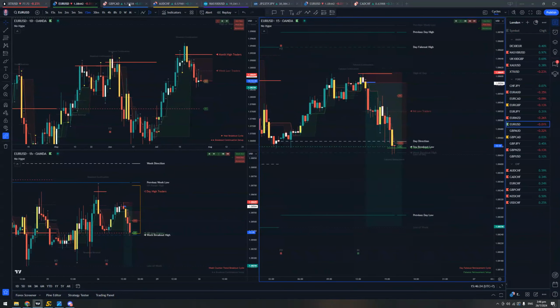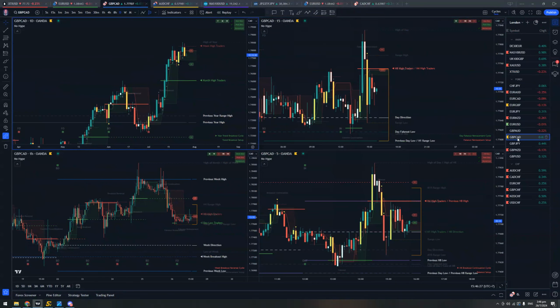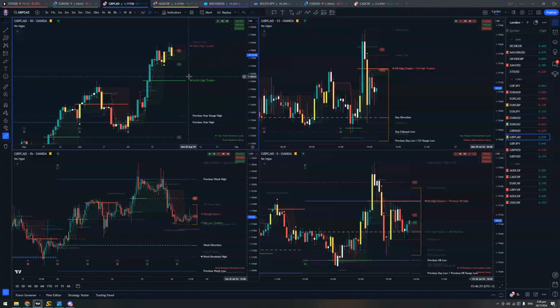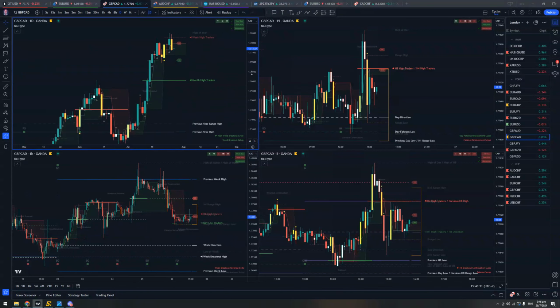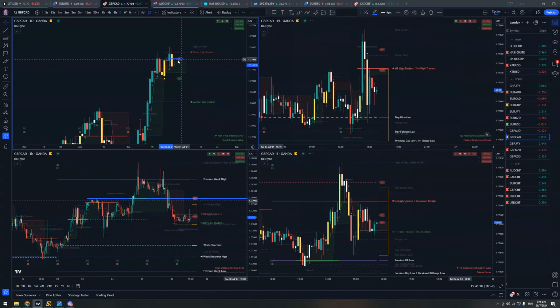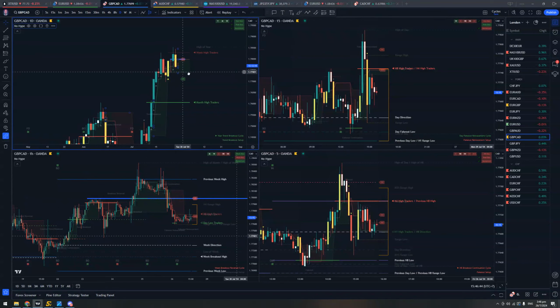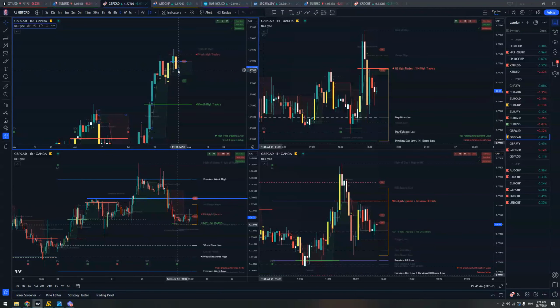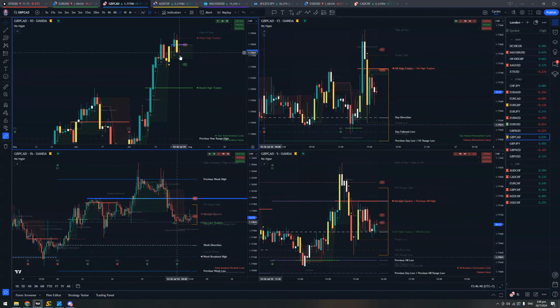Other signals, I had GBPCAD and Euro GBP had a breakout level change. So this is simply a bullish breakout. This is the last bullish breakout bar, and then the next bar breaks out below it. So once this level gets taken out, a lot of times the market will reverse. So whenever this happens, I definitely make sure that I have a look at it.